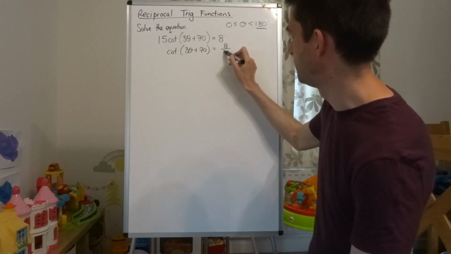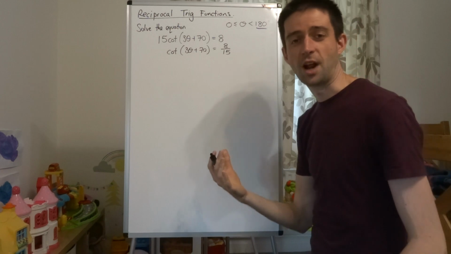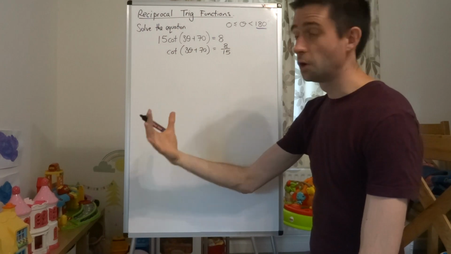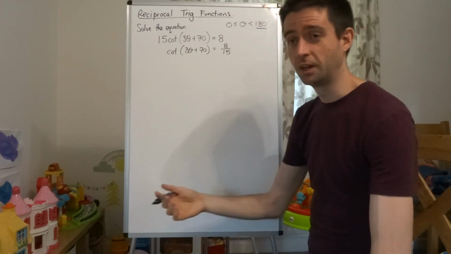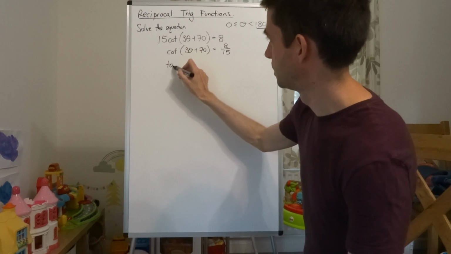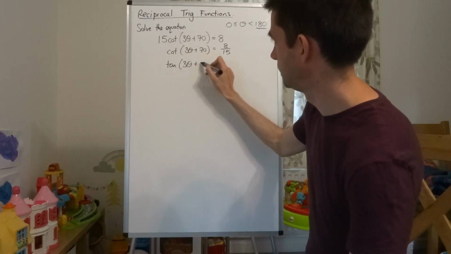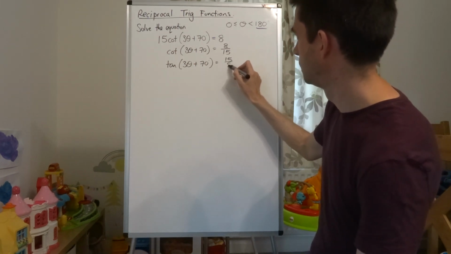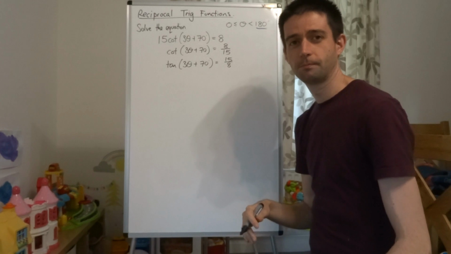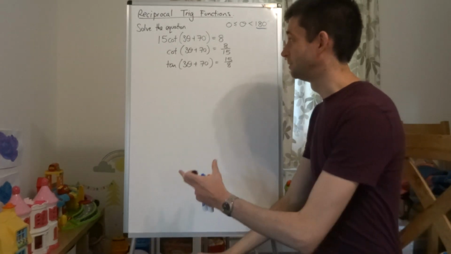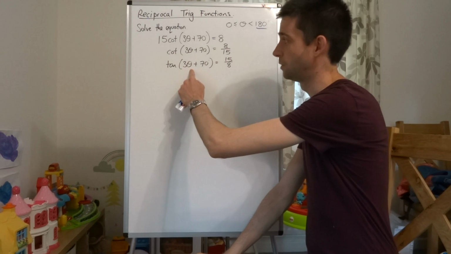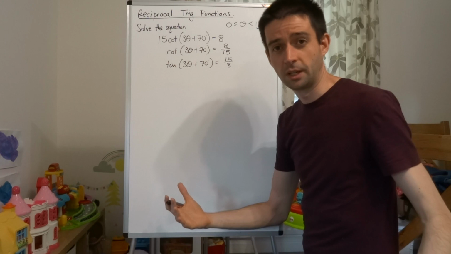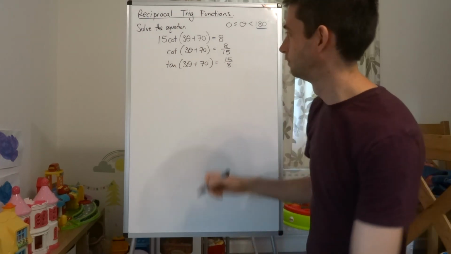equals 8 over 15. And I'm leaving that as a fraction because in the next step I'm going to take the reciprocal anyway. Now, cot is 1 over tan, so it's the reciprocal of tan. So instead of cot, I'm going to write tan. The bracket is going to stay the same. And 8 over 15 flips to 15 over 8. So I've taken the reciprocal. I've now got an equation, tan of 3 theta plus 70 equals 15 over 8. This is something I can use my calculator to solve, so off we go.